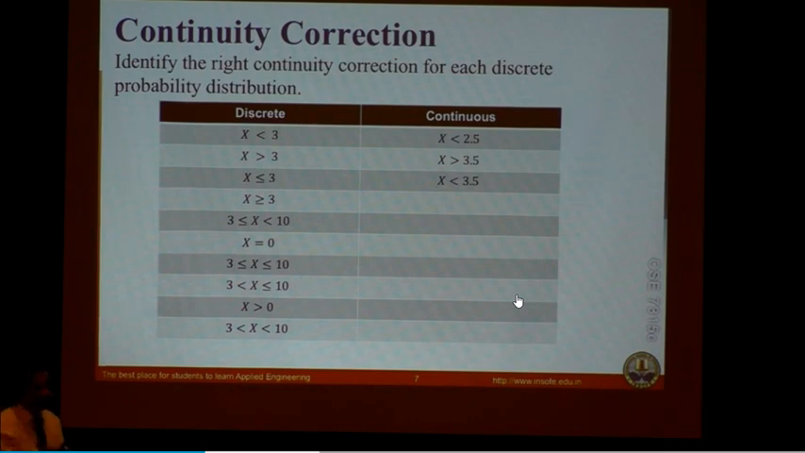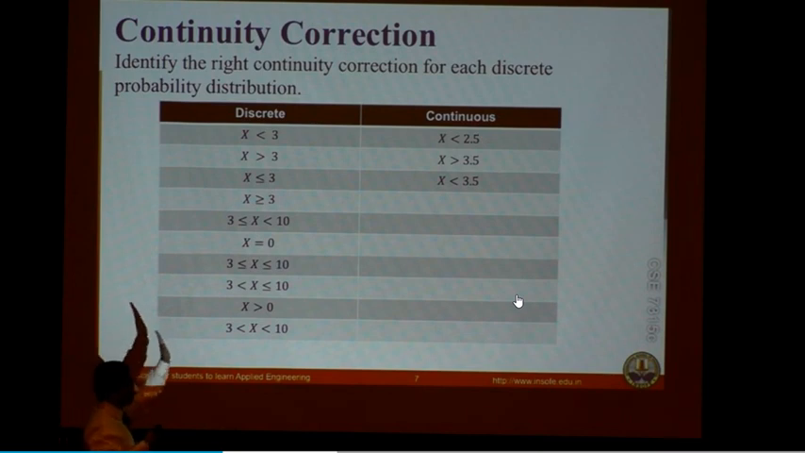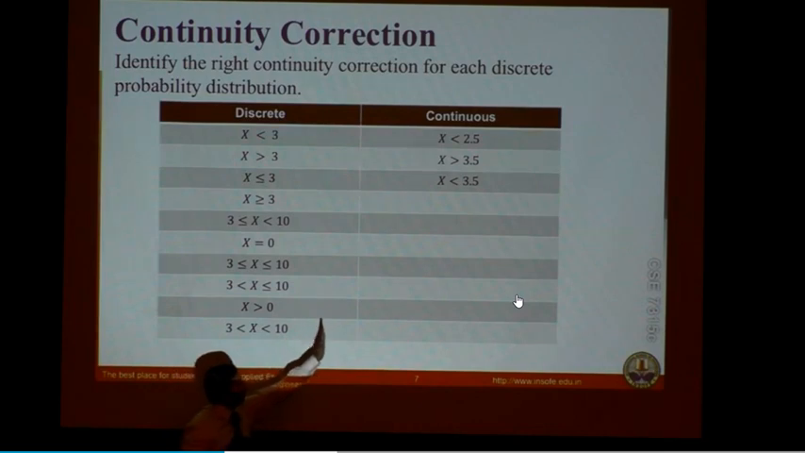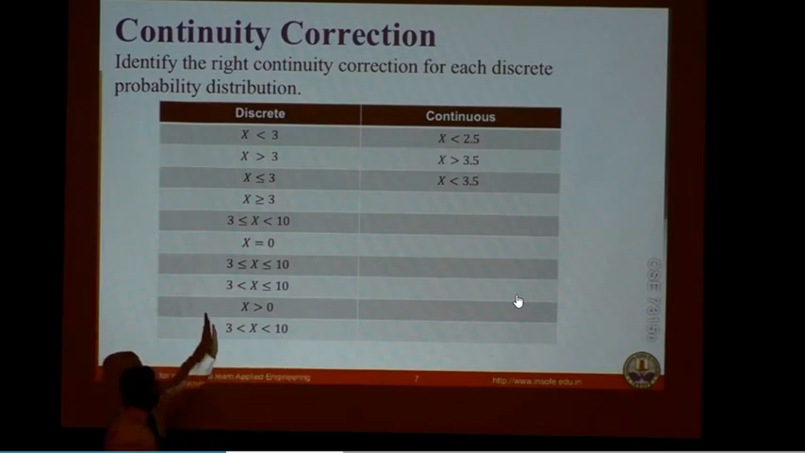Okay, good. X greater than or equal to 3. Greater than 2.5 is one answer, more than 2.5 is another answer. X greater than or equal to 3 means 3 is included. 3 starts at 2.5, 2.5 to 3.5. So 2.5.